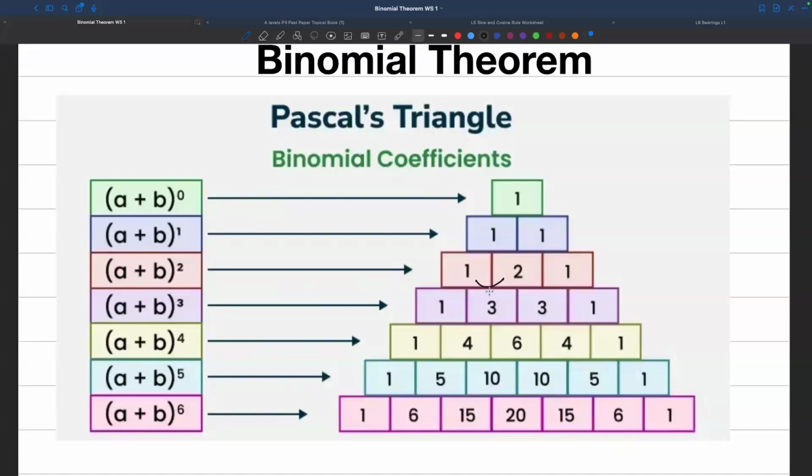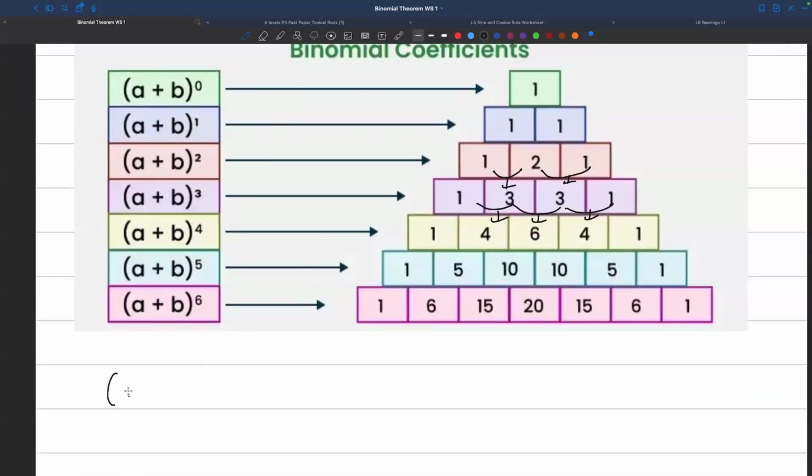The sum of these two is given over here, the sum of these two is given over here, the sum of these two is here, and so on and so forth. But I will directly go on to exactly what we are supposed to know for binomial theorem. Basically, all of you can do a plus b whole square, right? a squared plus 2ab plus b squared, easy peasy.